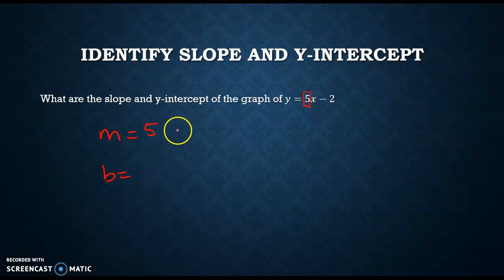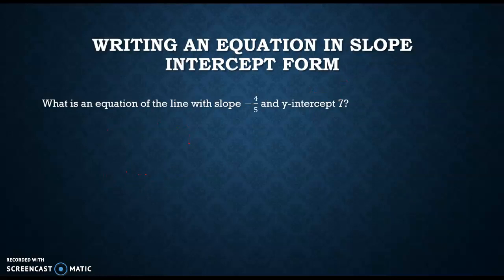And then also start getting in the mindset that this is a 5 over 1. Now in Math Excel, all it's needing is 5. But it's good to know that that is 5 over 1 because that will help us later on. And our y-intercept, that b value, which is always our constant, making sure we take the sign with it, is a -2. And that's how we identify slope and y-intercept.